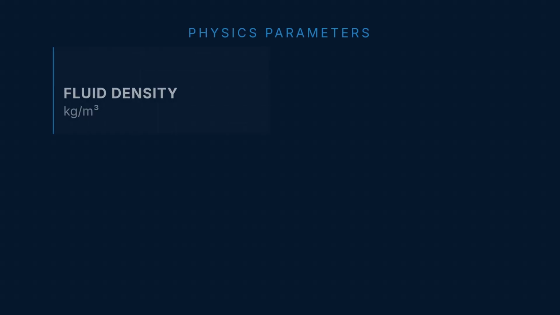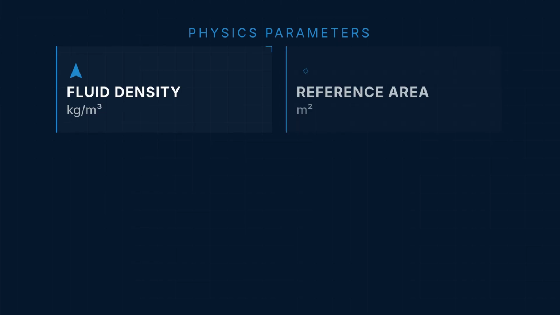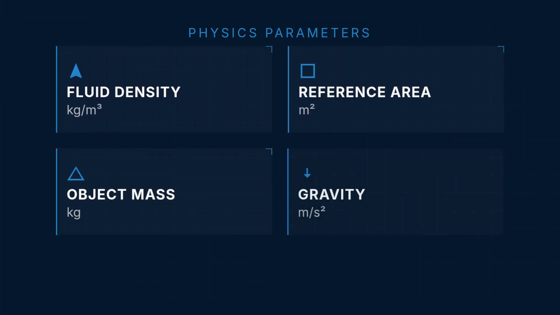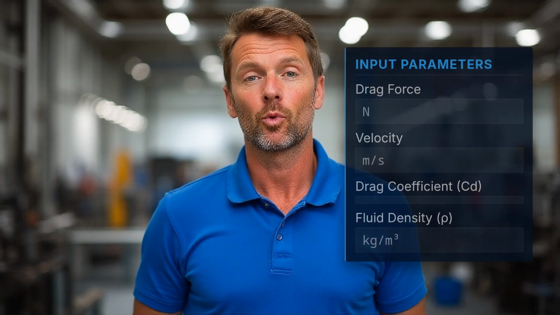Below that, we have 7 input fields: drag force in newtons, velocity in meters per second, drag coefficient, fluid density in kilograms per cubic meter, reference area in square meters, object mass in kilograms, and gravity in meters per second squared. Now for our worked example.